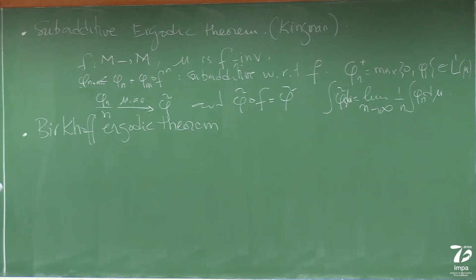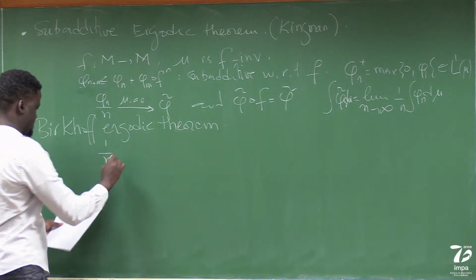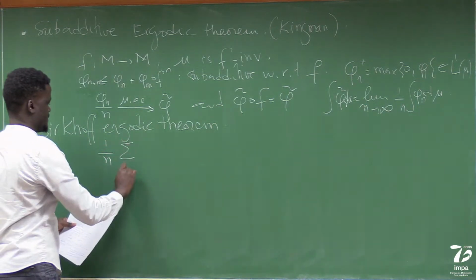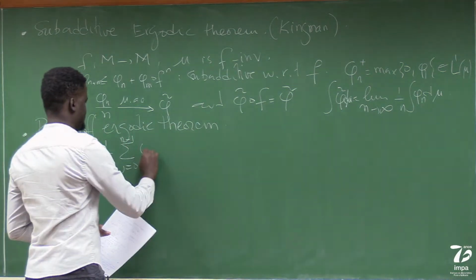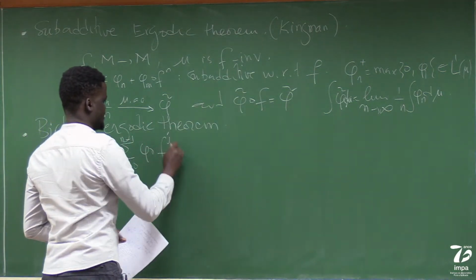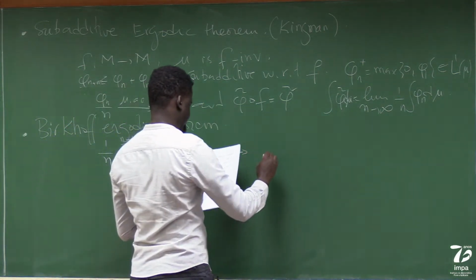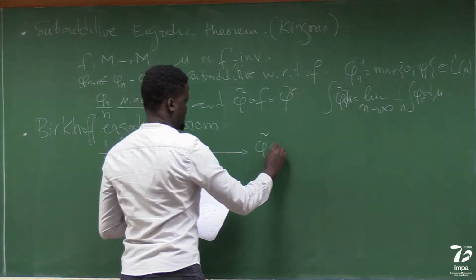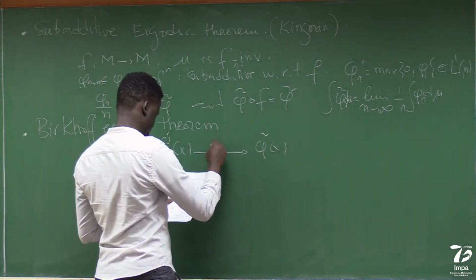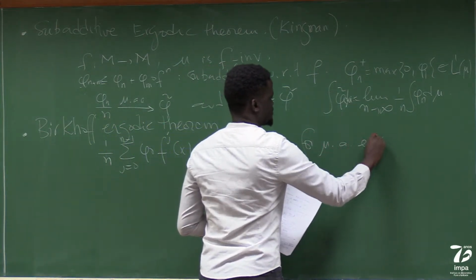So, the Birkhoff ergodic theorem. Under these assumptions, I have it already. We have it written already from the last lecture, so I'm just reminding it. The average of the sum from j equals 0 to n minus 1 of c composed with f^j of x is converging to some phi tilde of x, and phi tilde is measurable, for mu almost every x.